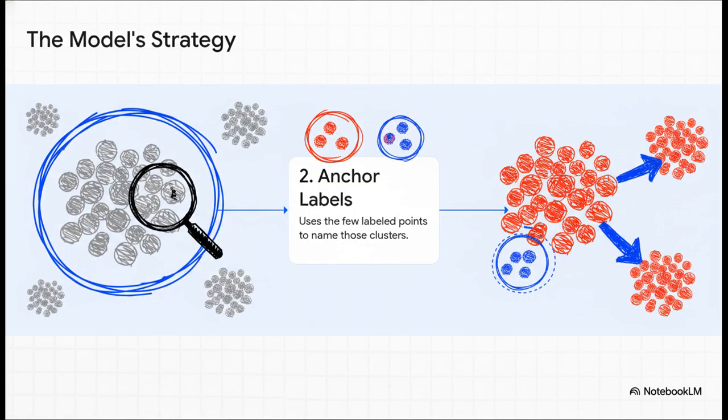And here's the model's incredibly smart strategy. Step 1, it looks at that whole gray cloud of unlabeled data and finds the natural groups, or clusters, on its own. It just sees how the data is shaped. Step 2, it takes your few labeled points, your red and blue dots, and uses them like anchors. So if a red dot falls into one of those clusters, the model goes, aha, this whole group is probably red. And step 3, it intelligently spreads those labels out to the rest of the data. It basically uses those few starting clues to label the whole shebang.